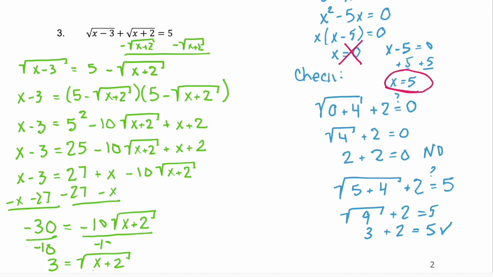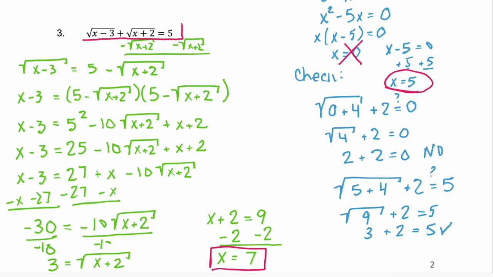Our square root is isolated, so we can square both sides. And squaring both sides will give us x plus 2 equals 9. Subtract 2 from both sides, and we get x equals 7. I've already demonstrated to you how to do the checks. You're going to take this x equals 7 and plug it back into the original equation and verify that it's true. It does become true, therefore x equals 7 is indeed a solution.